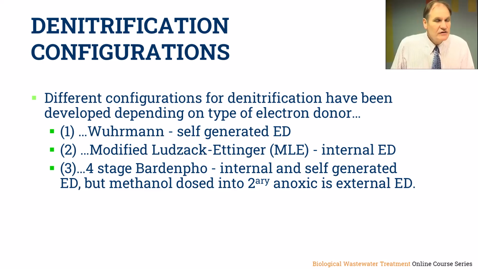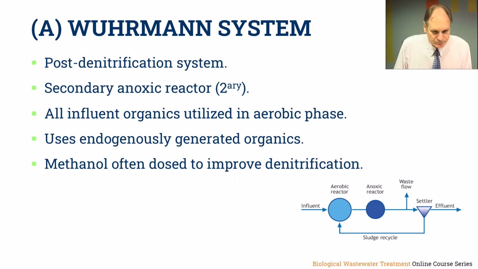It uses the internal electron donors. That's therefore the electron donors in the influent wastewater. And finally, there's the four-stage Bardenpho, which uses the internal and self-generated electron donors, but sometimes methanol is dosed into the secondary anoxic reactor if low effluent nitrate concentrations are required. I'm going to briefly describe the configuration of each of these systems.